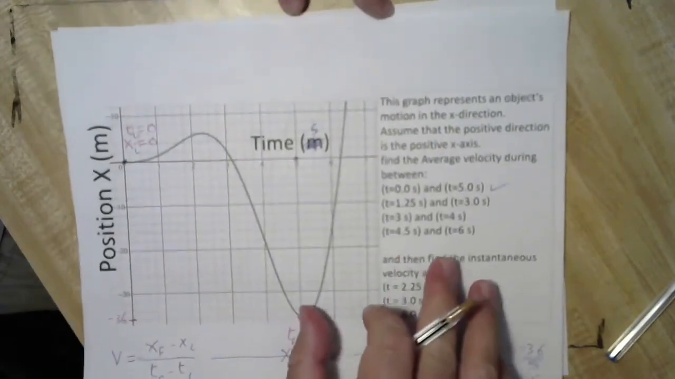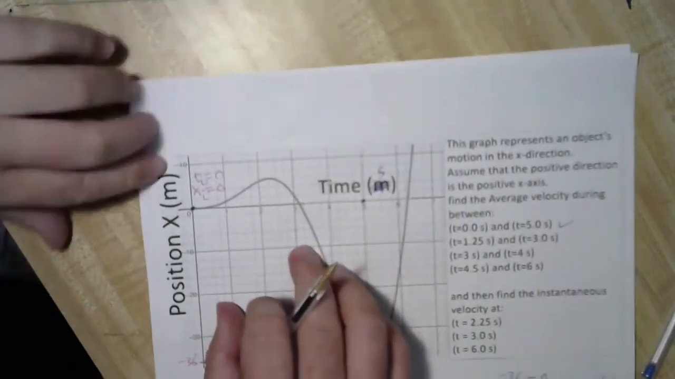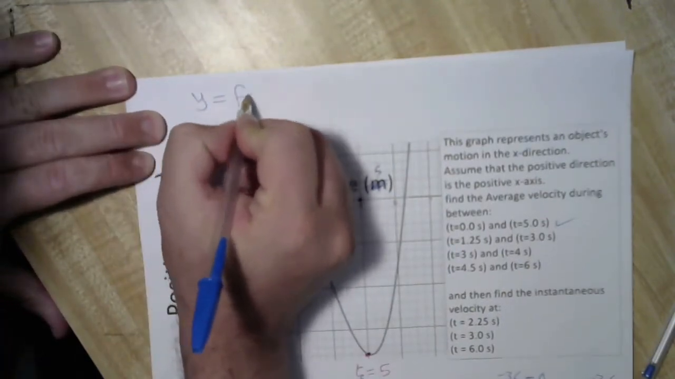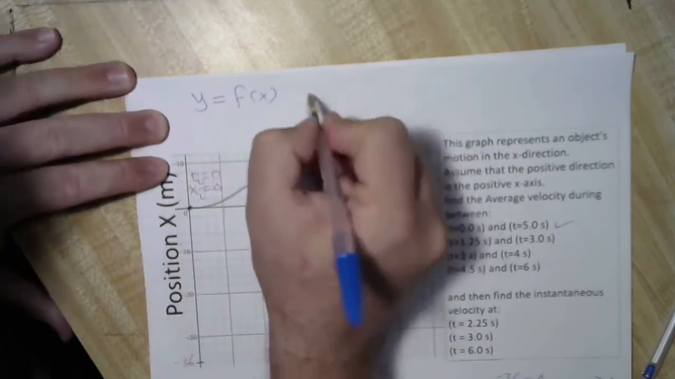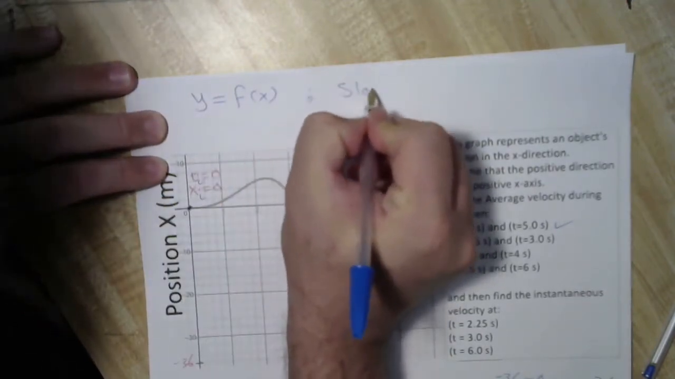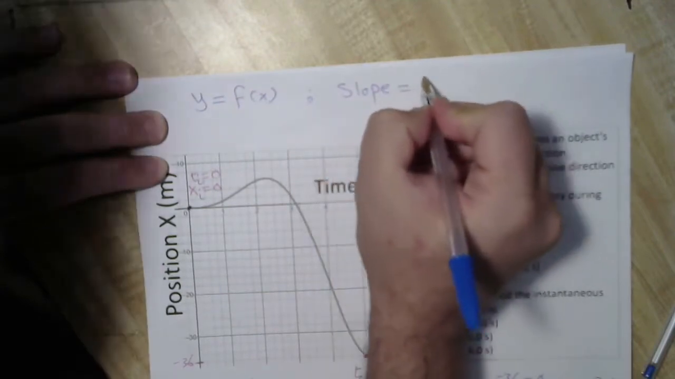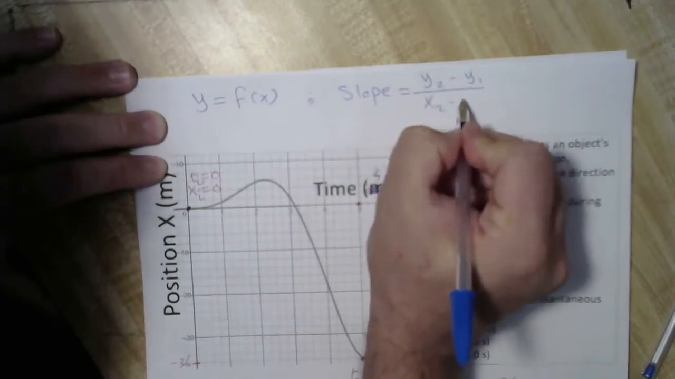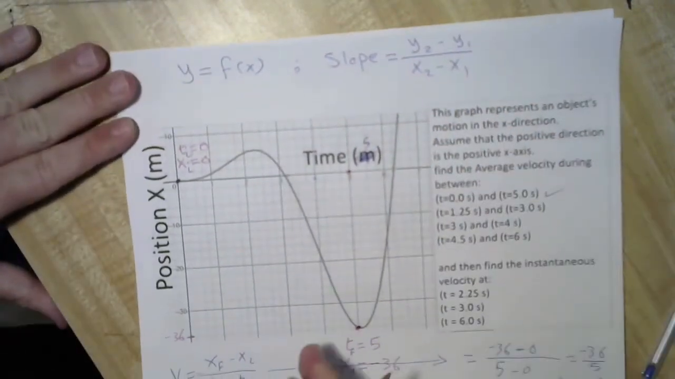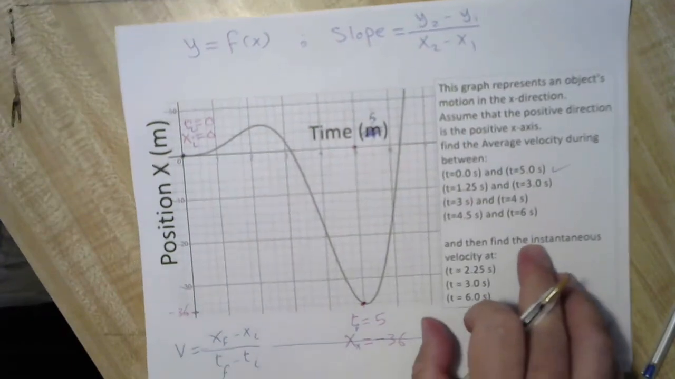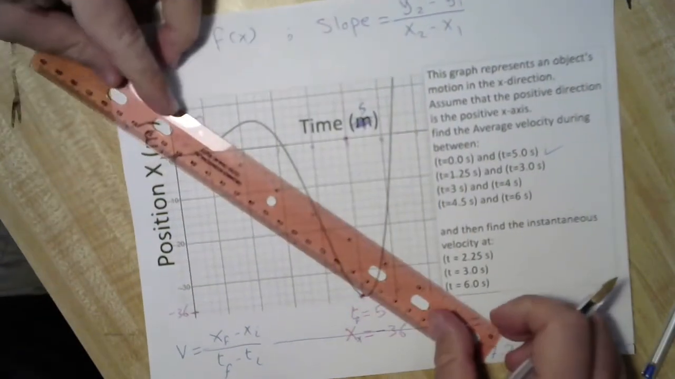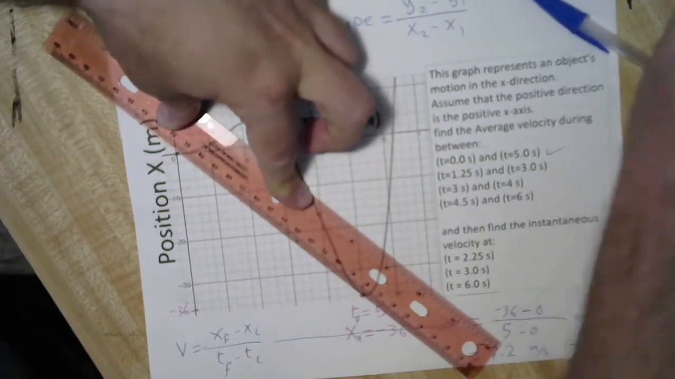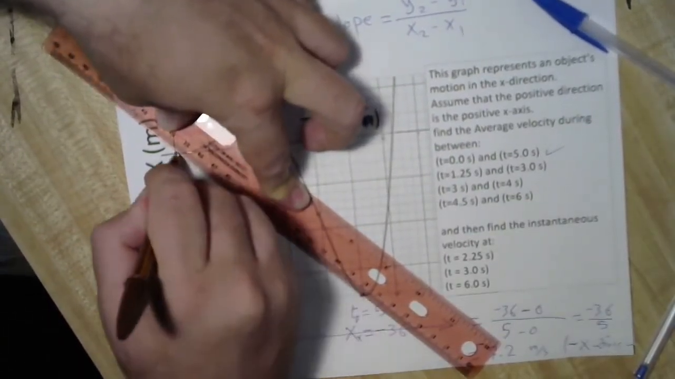I need you to remember this point. If I have a function y equal to f of x, I can find the slope, which is equal to y2 minus y1 over x2 minus x1. In my case here, I really find the slope. Look, I can draw a line between the 2 points.